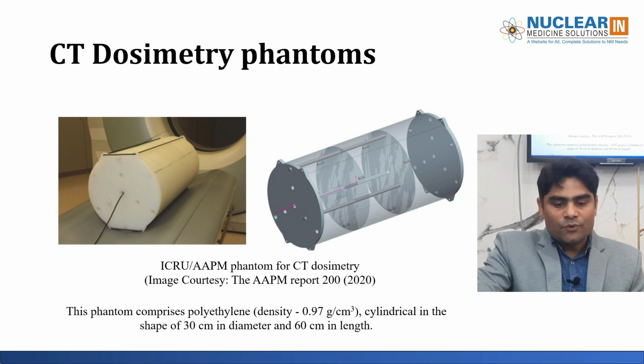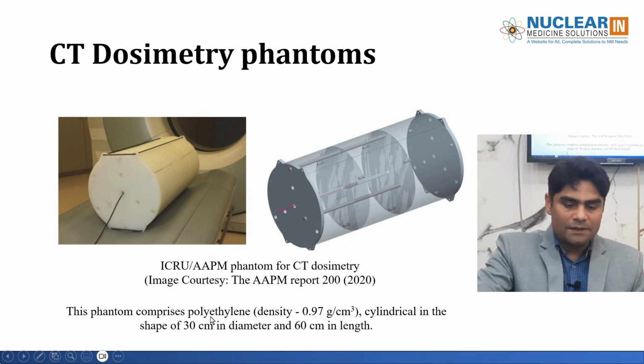In AAPM report 200, which was published in 2020, AAPM and ICRU gave another phantom, and this phantom has a density of 0.97 gram per centimeter cube, and it is made of polyethylene. It is cylindrical in shape, 30 centimeters in diameter and 60 centimeters in length.